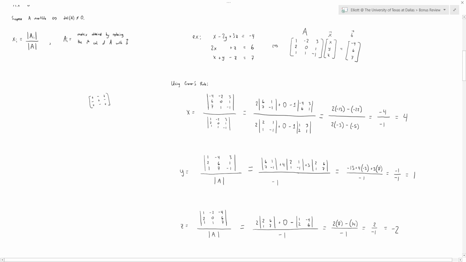So then altogether, from Cramer's rule, we solved the system of equations: x equals 4, y equals 1, z equals negative 2. And if you want, you can plug these numbers in for x, y, z just to confirm that everything works out. For example, 4 plus 1 minus negative 2 is in fact equal to 7. 2 times 4 is 8, plus negative 2 is 6, and etc. Okay? So that's how Cramer's rule works.